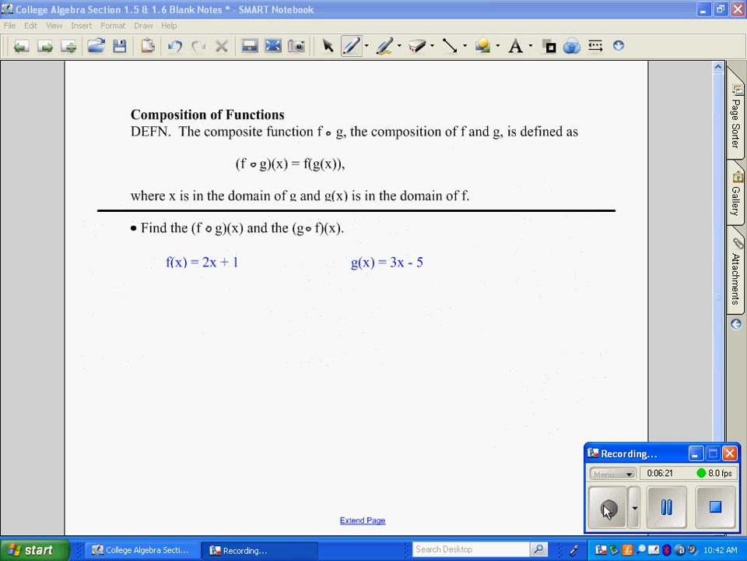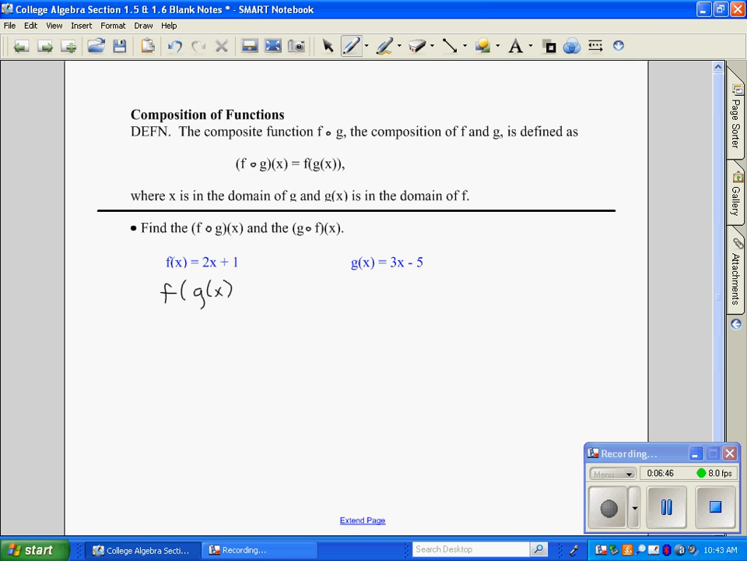Next, we're going to talk about composition of functions. If you take a minute and pause it, read through this definition, we're going to be using this right here. So the first problem they say find the f of g of x, and then we're going to find the g of f of x. So we're going to do two parts. First, we're going to work with this f of g of x, and I'm going to rewrite it using this format. So I'm going to say f of g of x and work from the inside out. So if I work from the inside, I start with my g of x, which comes from right here, 3x minus 5.